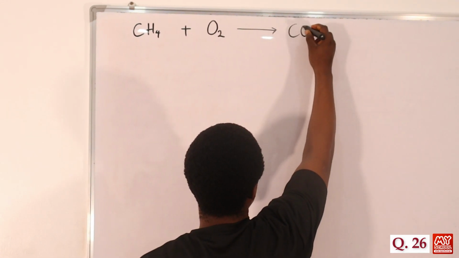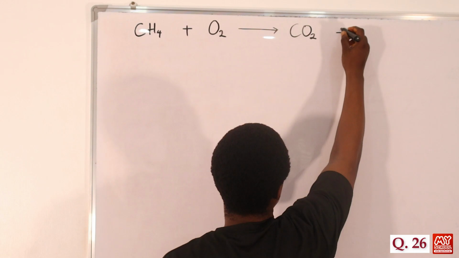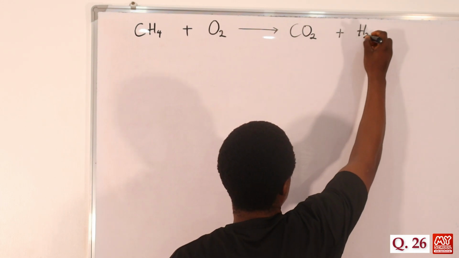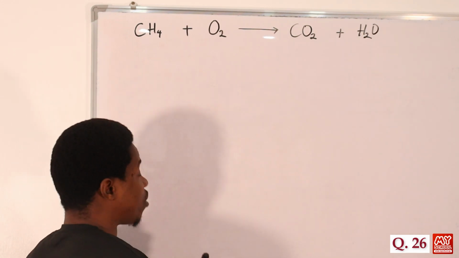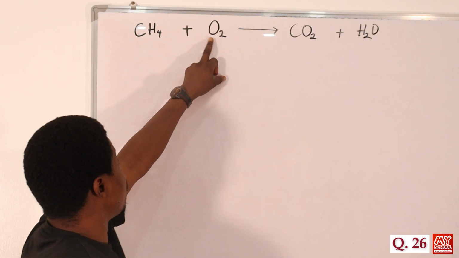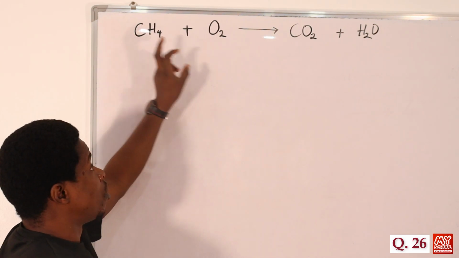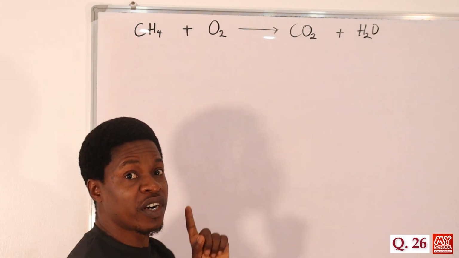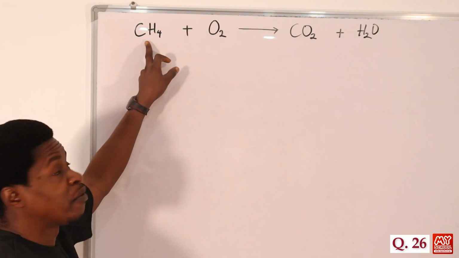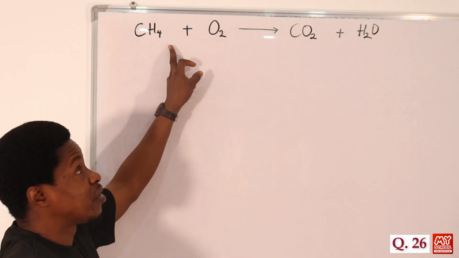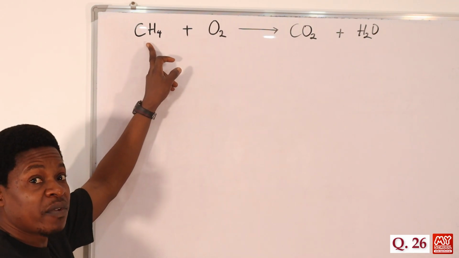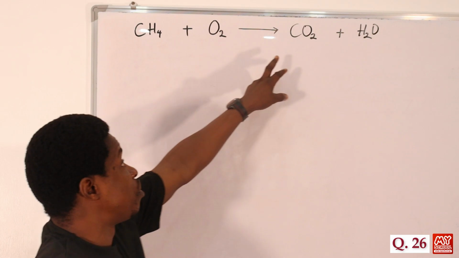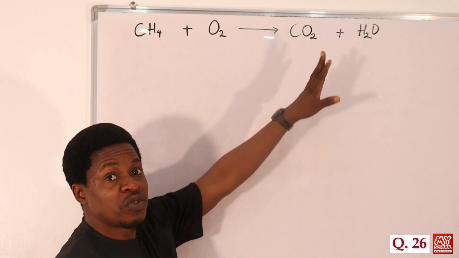We are going to have carbon dioxide, which is CO2, plus H2O. Usually when a combustion reaction involves oxygen reacting with a hydrocarbon, the products are carbon dioxide and H2O. Whether it is methane, propane, hexane, and so on, the product will always be CO2 and H2O.